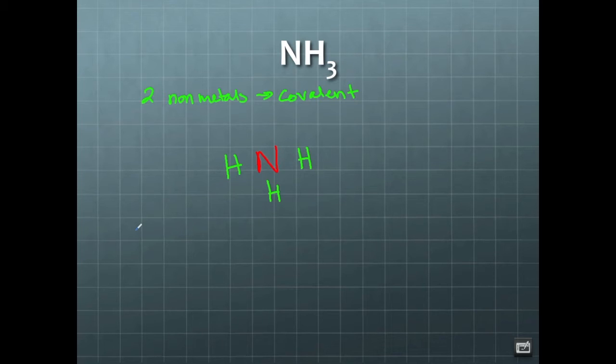Now we're going to fill in our electrons. We're going to start with nitrogen's, and then we're going to fill in our electrons from our hydrogens. So nitrogen now has 8 electrons. Hydrogen only has 2, but we know that hydrogen is okay with that.